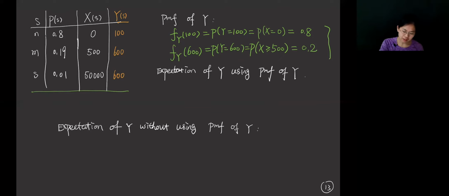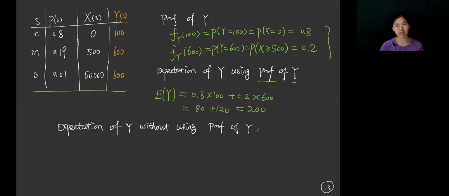We can calculate the expectation of Y using the PMF of Y. So that's 0.8 times 100 plus 0.2 times 600. And that's 80 plus 120. That's $200 is the expected out-of-pocket cost if he buys the insurance.